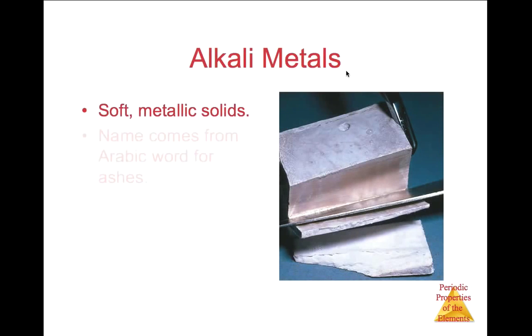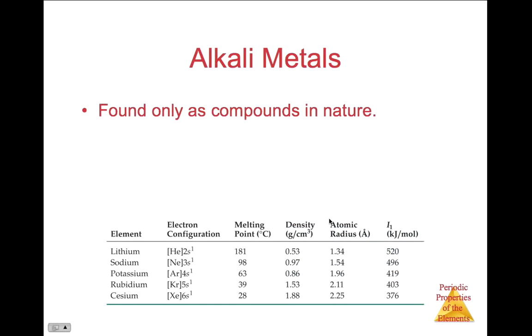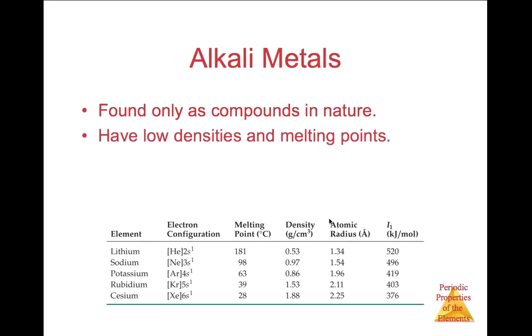First of all, the alkali metals, or group 1 metals, are soft metallic solids. Notice they're cutting this metal with a knife right here. They're found only as compounds in nature. They have low densities and low melting points. They also have low ionization energies because their electrons are held fairly loosely. They're the only electron in their highest energy level.